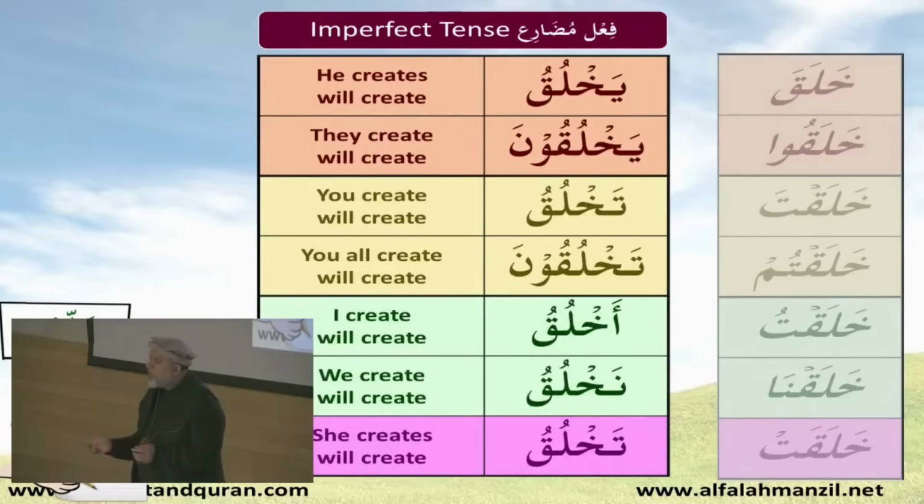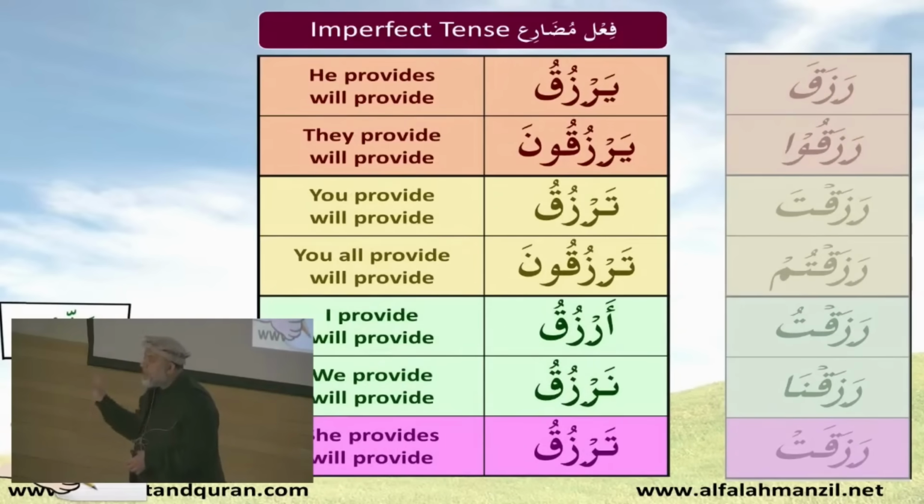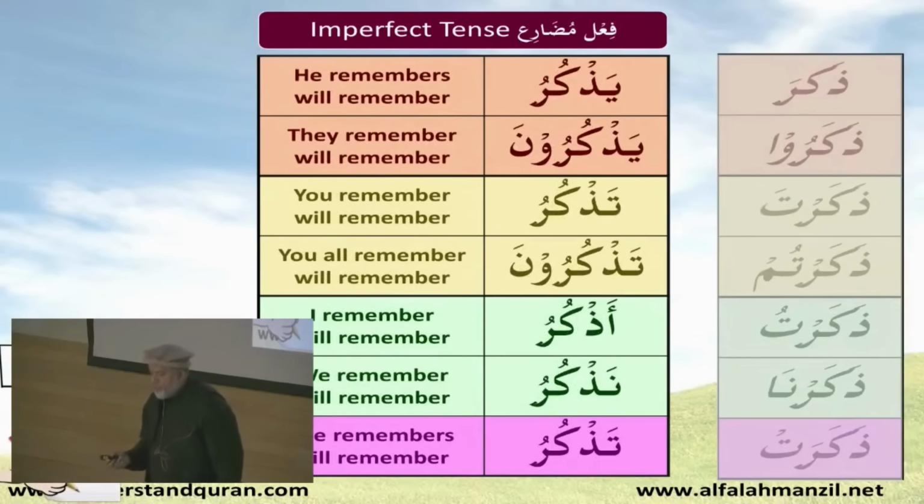Okay. Yakhluku. Yakhlukuna. Okay, takhluku. Takhlukuna. Akhluku, nakhluku, hiya, takhluk. Okay? So now the next one is yarzuku. Razaka was, he provided. Yarzuku, he provides or he will provide. Yes? So Allahu yarzuku man tasha. Yeah? He provides for whoever he likes. Okay? Yarzukuna, they will provide or they provide. Tarzuku, you provide or you will provide. Got it? Inshallah. Okay, that's good.